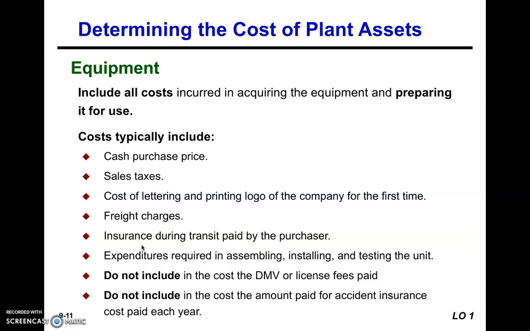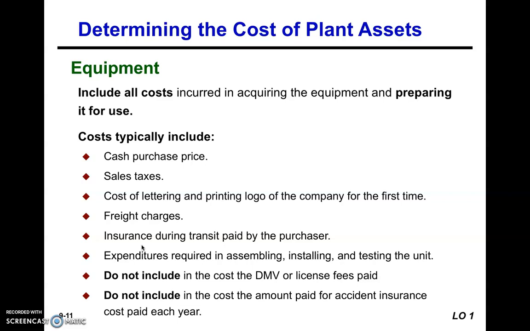The cost includes, again, the purchase price, sales tax if we pay it, and the cost of printing our logo, which is called lettering, on the equipment for the first time. If we need to get equipment from a different location, the shipping or freight cost is included in the cost of the equipment. When we pay insurance to make sure nothing happens to the equipment during transit, meaning while it is coming from a different location to our location, it is included in the cost of the equipment.